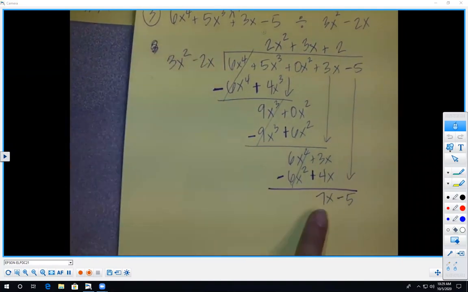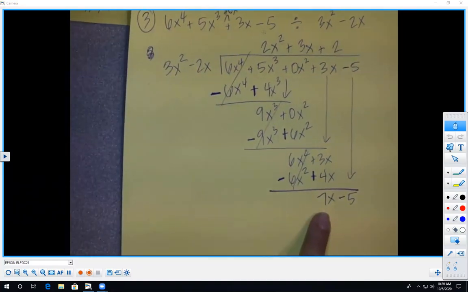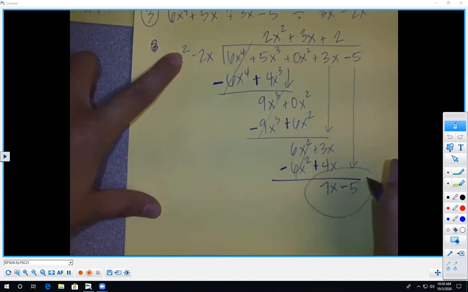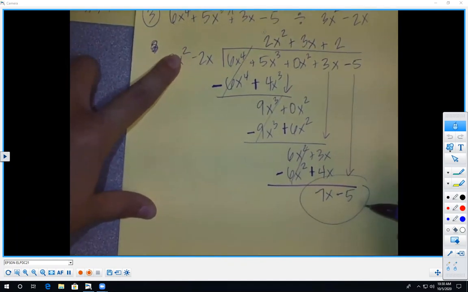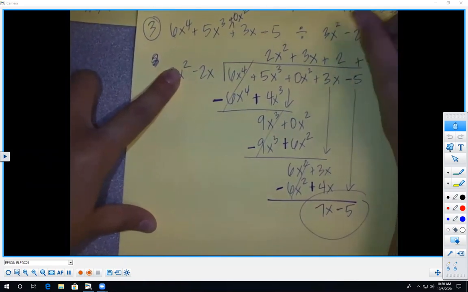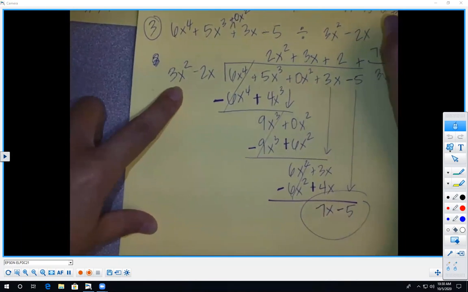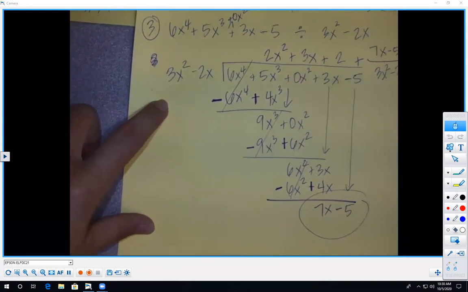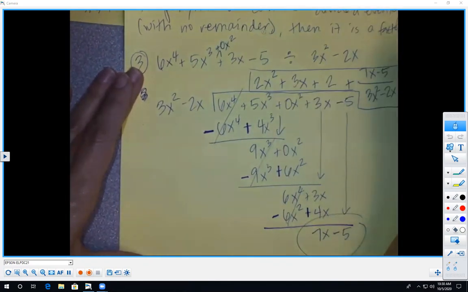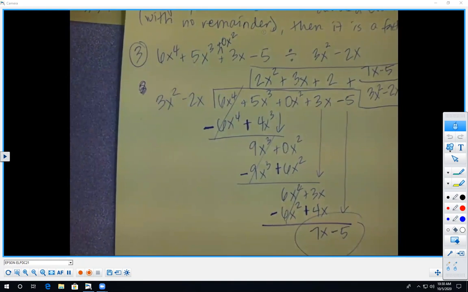Can 3x squared go into 7x? No. Once you get to the point where this exponent is higher than this exponent, you're at your remainder. Okay, so this goes on top of your fraction. So it's plus 7x minus 5 over your divisor, 3x squared minus 2x. Questions about that? Okay.